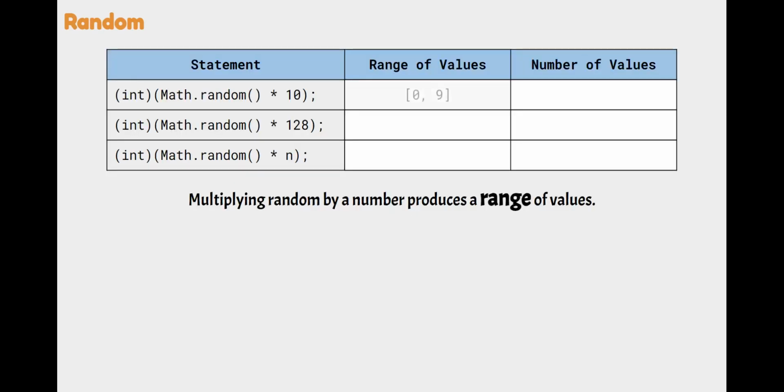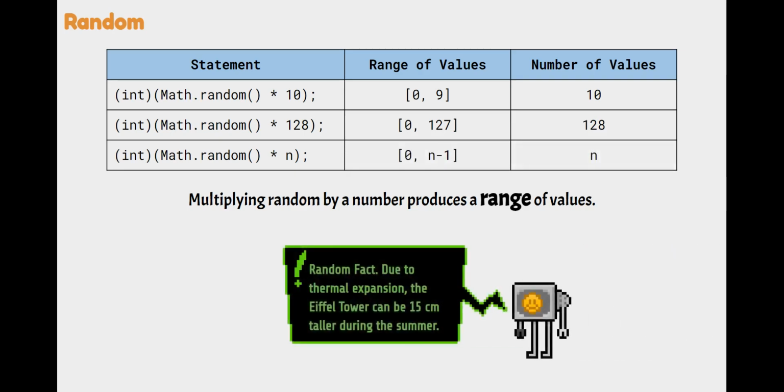So when we multiply by 10, our range is 0 through 9, which is 10 different values. We multiply by 128, we can get all of the outcomes from 0 to 127, which is 128 different values. When we multiply by any number n, we will get numbers from 0 through n minus 1, which will be n number of values. Multiplying random by a number produces a range of values. So by using this math, we can manipulate the outcome of Math.random to start getting some numbers that are more useful to us.